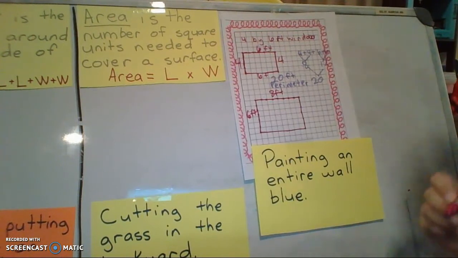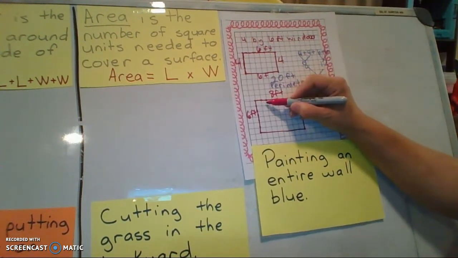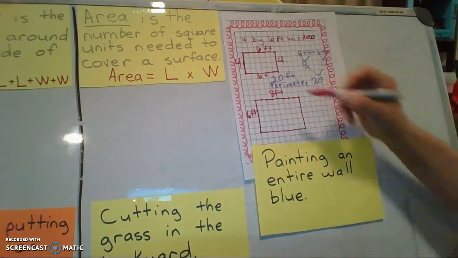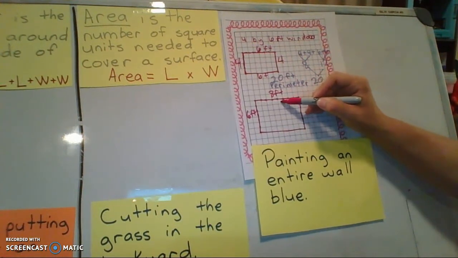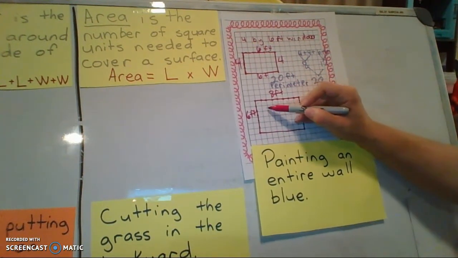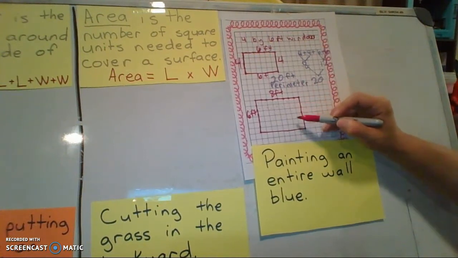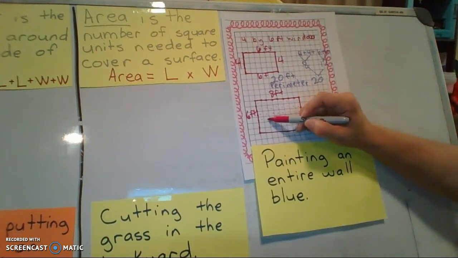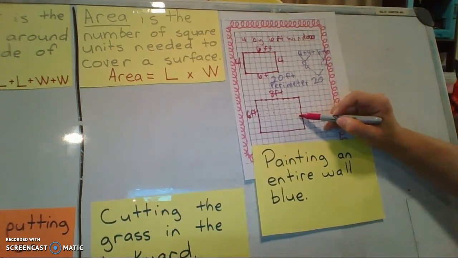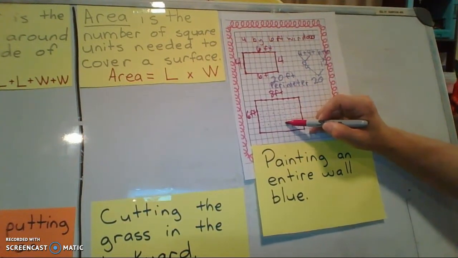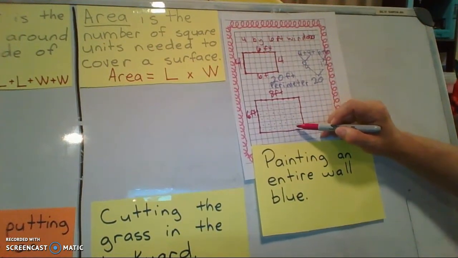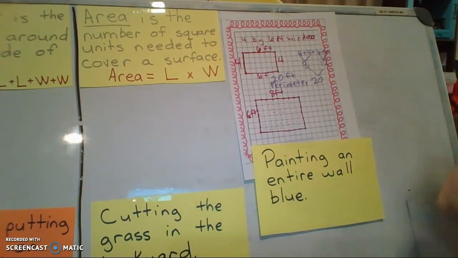Now what I'm going to do here is I'm going to count all of the square units inside of the wall space that I have to color. So if I was to do that, it would be 1, 2, 3, 4, 5, and so on, up to 47, and 48. So my square area here is 48 square feet.